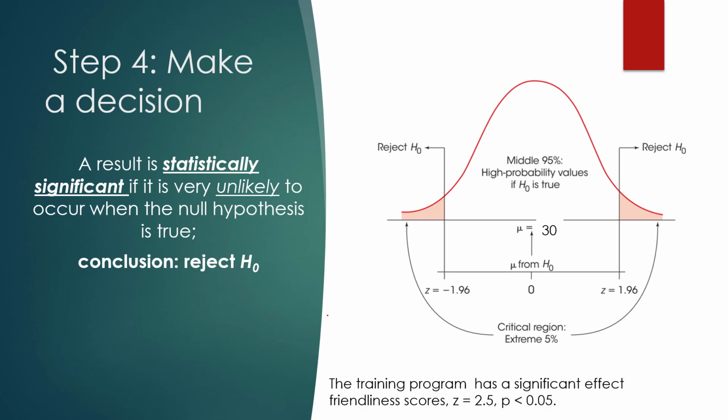And the way that we would write this in the literature is something like this. The training program has a significant effect on friendliness scores with a z of 2.5, and then you put your alpha level. Because we're calculating it out, we don't have a specific alpha level, we just know that it's less than 0.05. So you'd write z equals 2.5, that was our calculated score, and that it's significant at a p of less than 0.05. And this is important. You want to know what this would look like going forward.